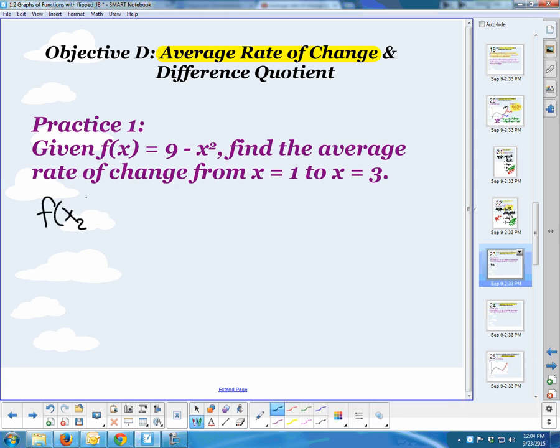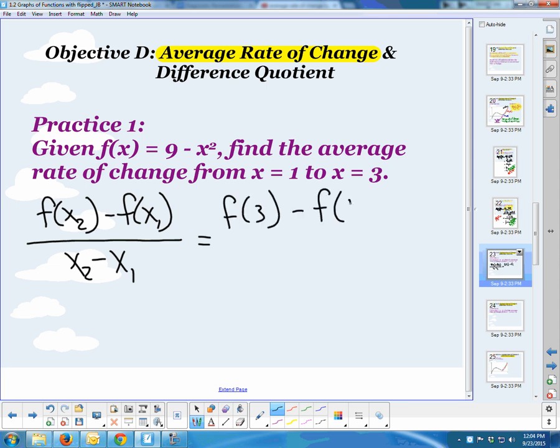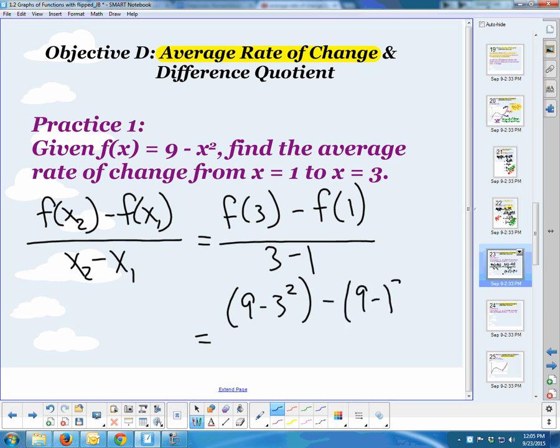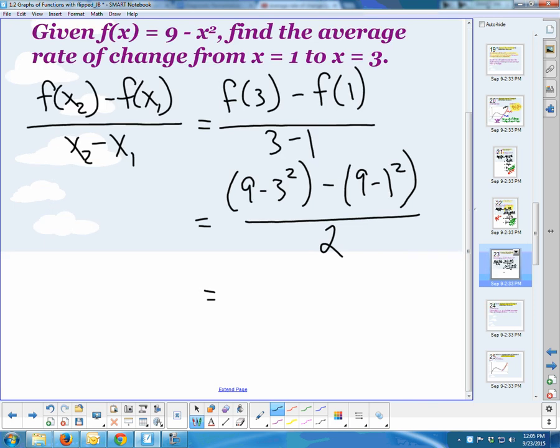The formula, f of x sub 2 minus f of x sub 1 over x sub 2 minus x sub 1. x sub 2 is 3. x sub 1 is 1. We have our function evaluation. That's going to be 9 minus 3 squared minus 9 minus 1 squared over 2. The numerator turns into 9 minus 9, which is 0, minus 9 minus 1 is going to be 8 over 2. So that gives us negative 4.